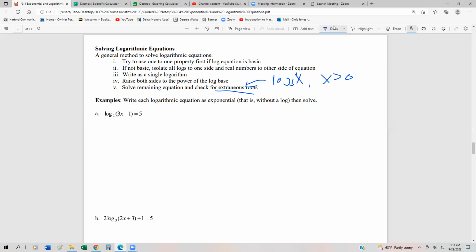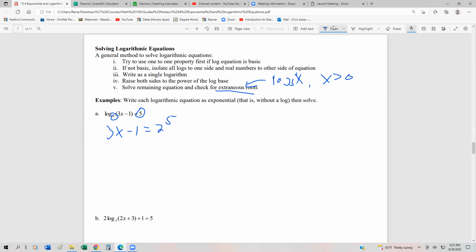All right, so first of all, we have this log base 2 of 3x minus 1 equals 5. First thing we're going to do is translate this into an exponential equation. So remember, a logarithm is an exponent. So this is the exponent, this is the base, and so we're going to rewrite this as 3x minus 1 equals 2 to the 5th power.